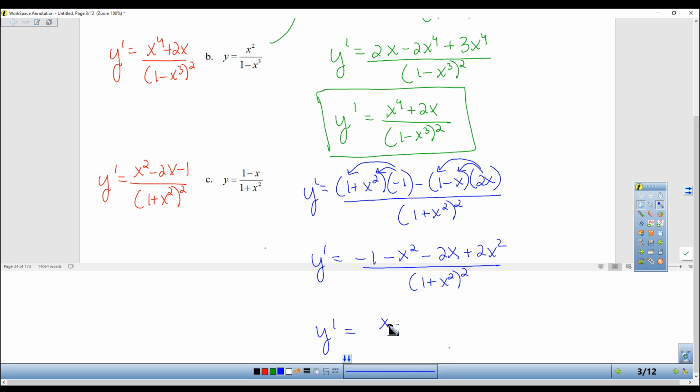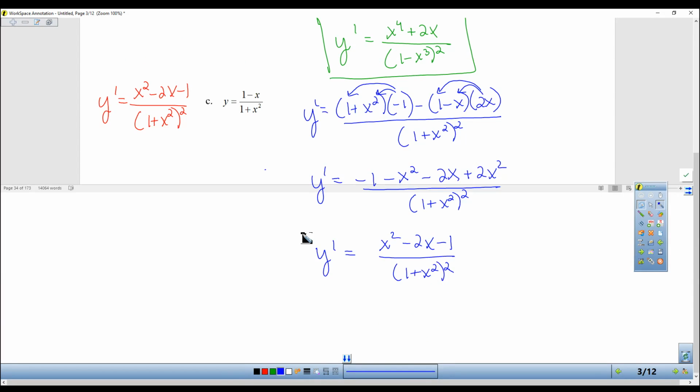So what does that give me? X squared minus 2x minus 1 over 1 plus x squared squared. Box it and call it a day. I love these. Okay, so now you've learned two rules, product rule and quotient rule.